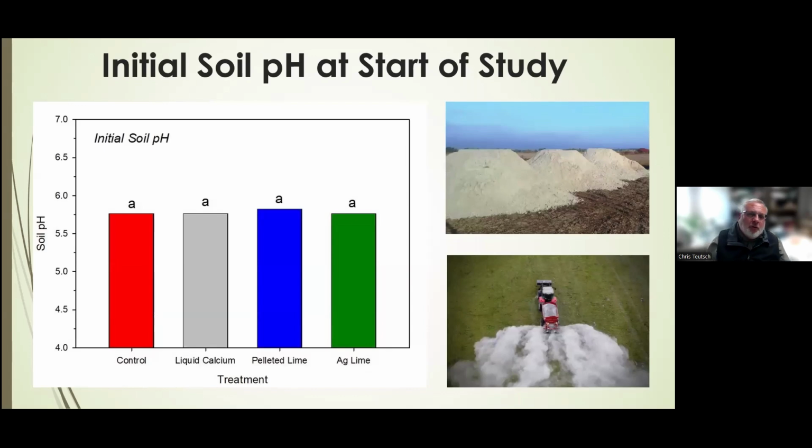This was the initial soil pH. So these were our treatments. We had a control treatment that got no limestone. We had a liquid calcium treatment, that's the advanced cal, or the ProCal. Then we had a pelleted limestone, and then we had just the normal agricultural limestone that you would get from the quarry. At the beginning of the study, before we applied any of these treatments, there was no difference. The A's on top of the bars means there's no statistical difference. So all the fields were equal, and this is averaged over all 16 sites.